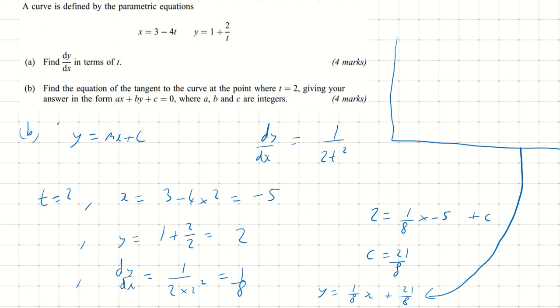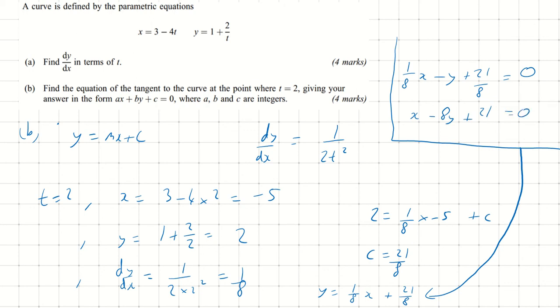First we'll move the x and y's all to the same side. We get 1/8 x minus y plus 21 over 8 equals 0. And the question asks for a, b, and c all to be integers. So we're going to multiply everything through by 8 to turn our fractions into integers. Multiplying through by 8, I get x minus 8y plus 21 equals 0.